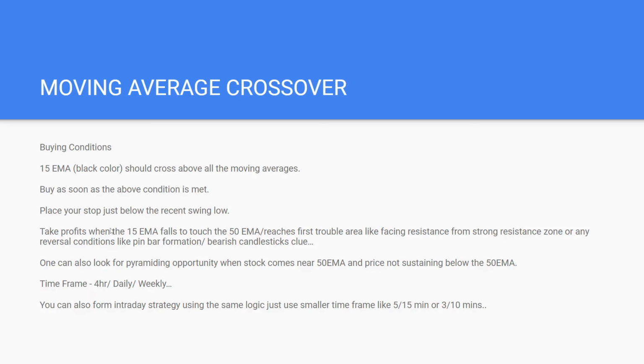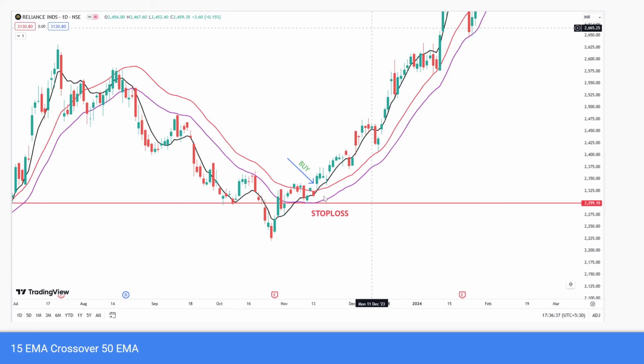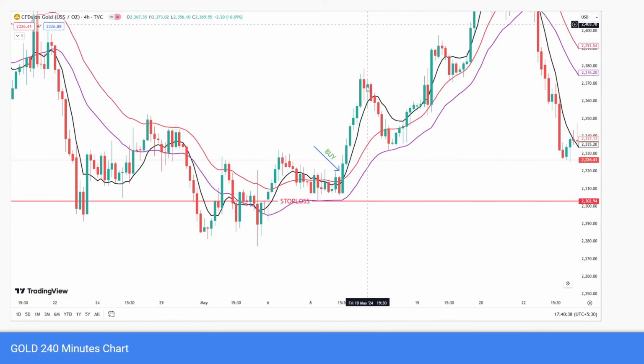The exit criteria is take profits when the 15 EMA falls to touch the 50 EMA. So here, no matter whether the price has come down, the 15 EMA does not touch the 50 EMA. Until and unless the 15 EMA is touched, you can still grow. So from 2325, it has actually gone to 2425, $100 we can see.